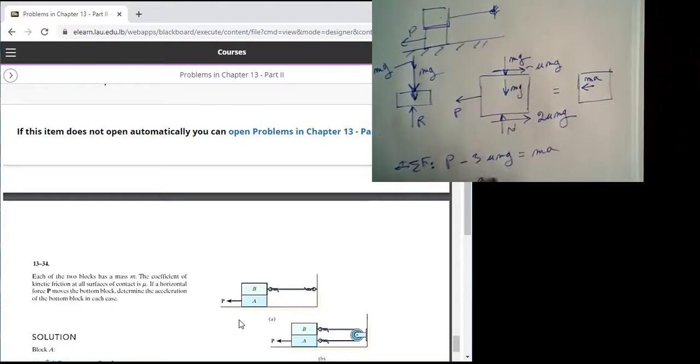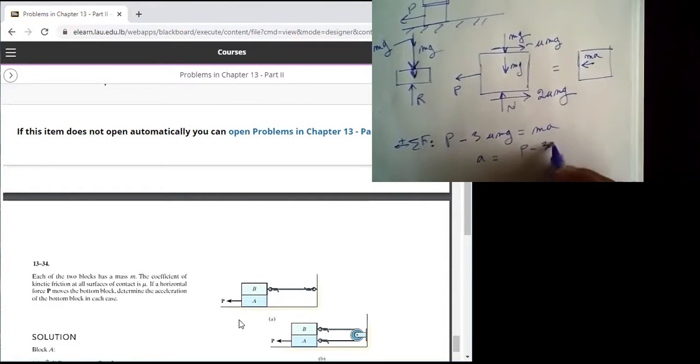Okay, so what is the acceleration of the block? It is going to be equal to P minus 3 mu mg over m.